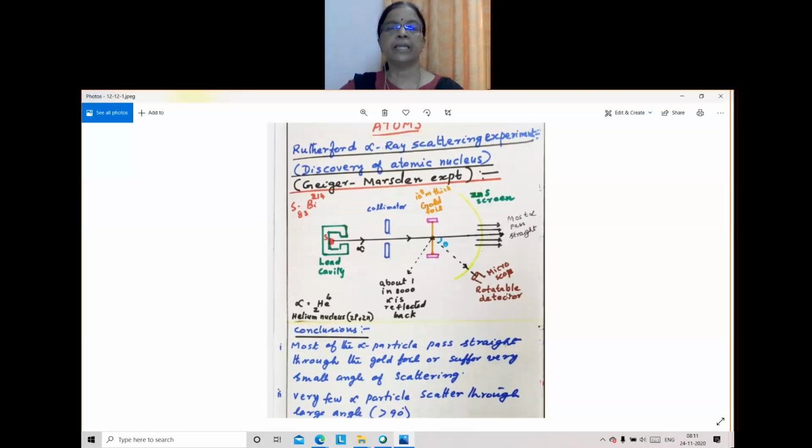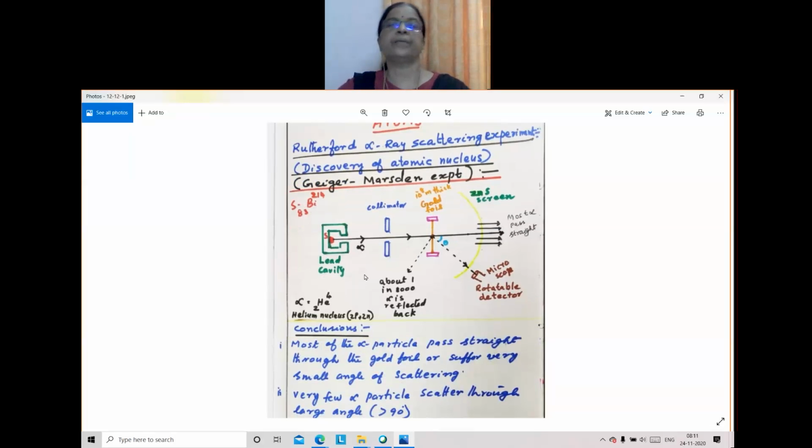So what all things are there in that experimental setup? You can see a lead cavity. It is a radioactive material, that is why it is kept in a lead cavity. You can see the source S, the source of alpha particles. It is bismuth 83-214, a radioactive material, kept in a lead cavity. Otherwise the radiations would go everywhere, so an opening is provided here and they go only through it. So you can see an opening here.